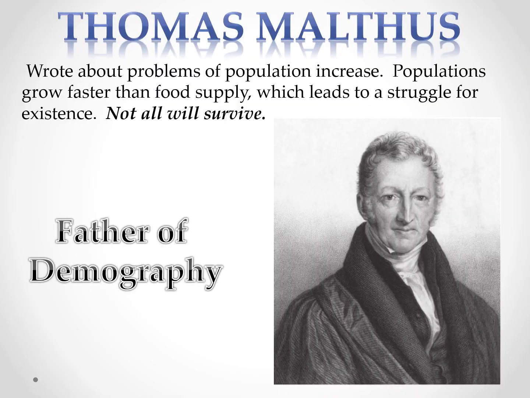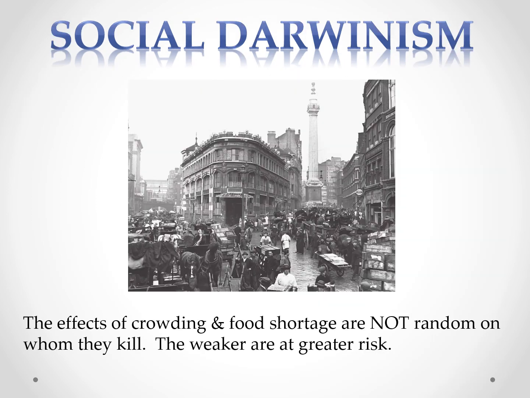Moving on, Darwin also borrowed elements from demography, and that came from Thomas Malthus, who wrote a lot about populations and the problems of population increases. He believed that populations grow faster than the food supply of any given population, which will inevitably lead to a struggle for existence, and not all will survive this struggle. He said that the effects of crowding and food shortage are not random in whom they kill, that those weaker in health are at greater risk of dying.